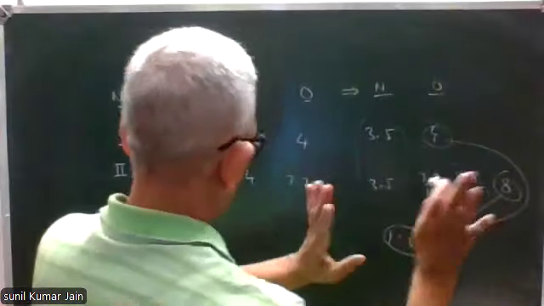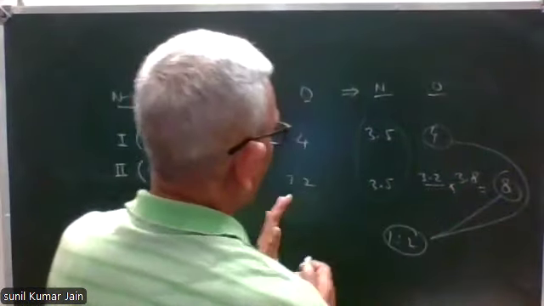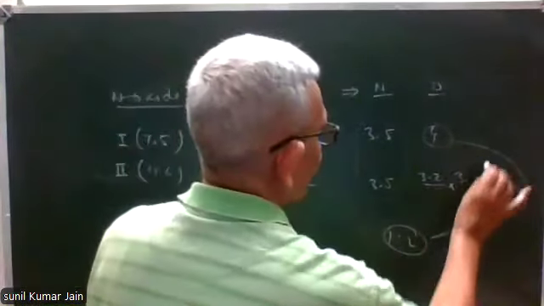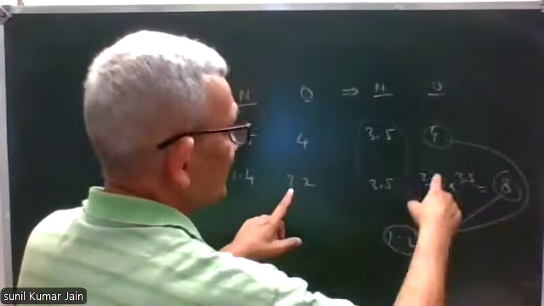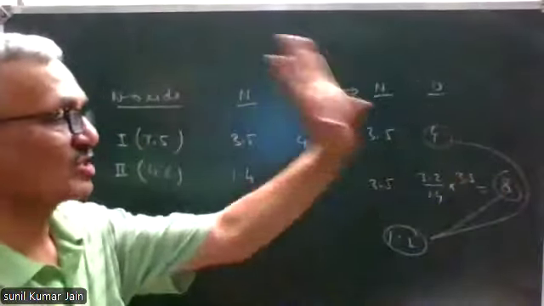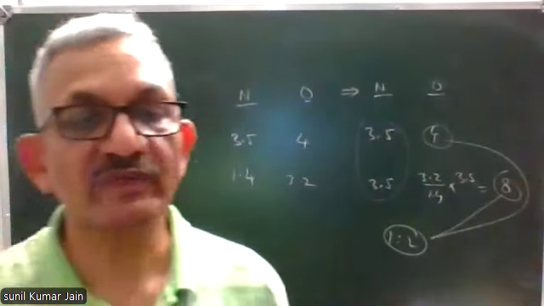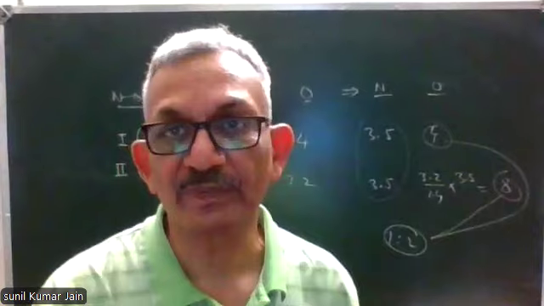Won't it be 3.5 multiplied by 3.5? Yes, 3.5. 1.4 combines with this 3.2. So this will come out to 8. Ratio will be a simple whole number ratio.